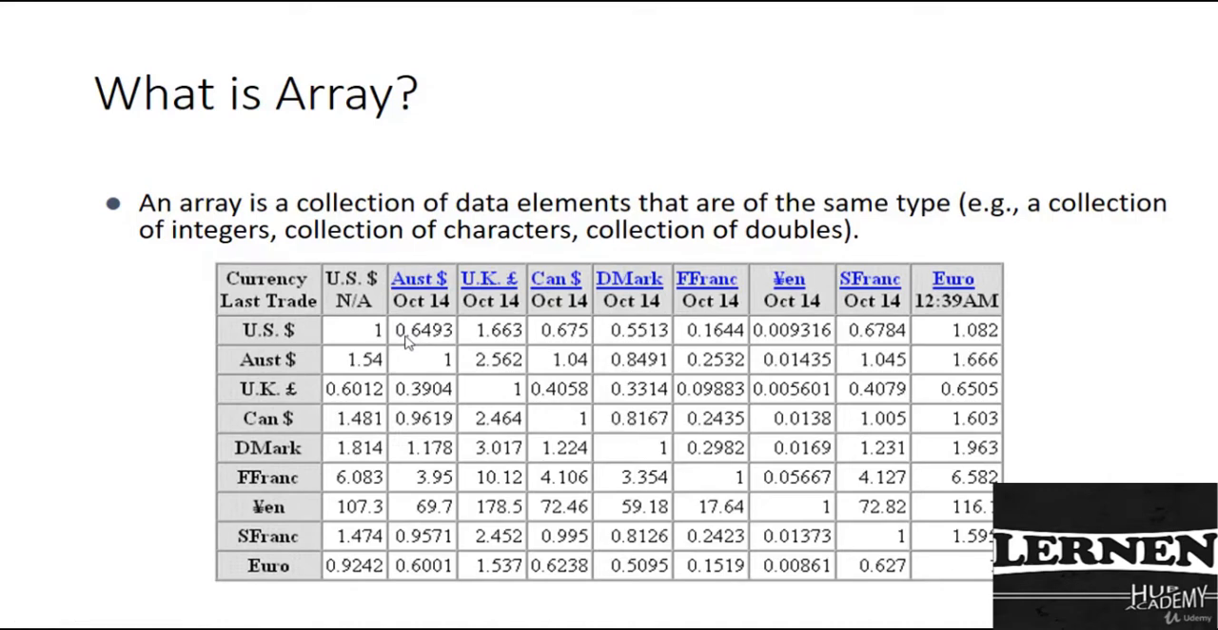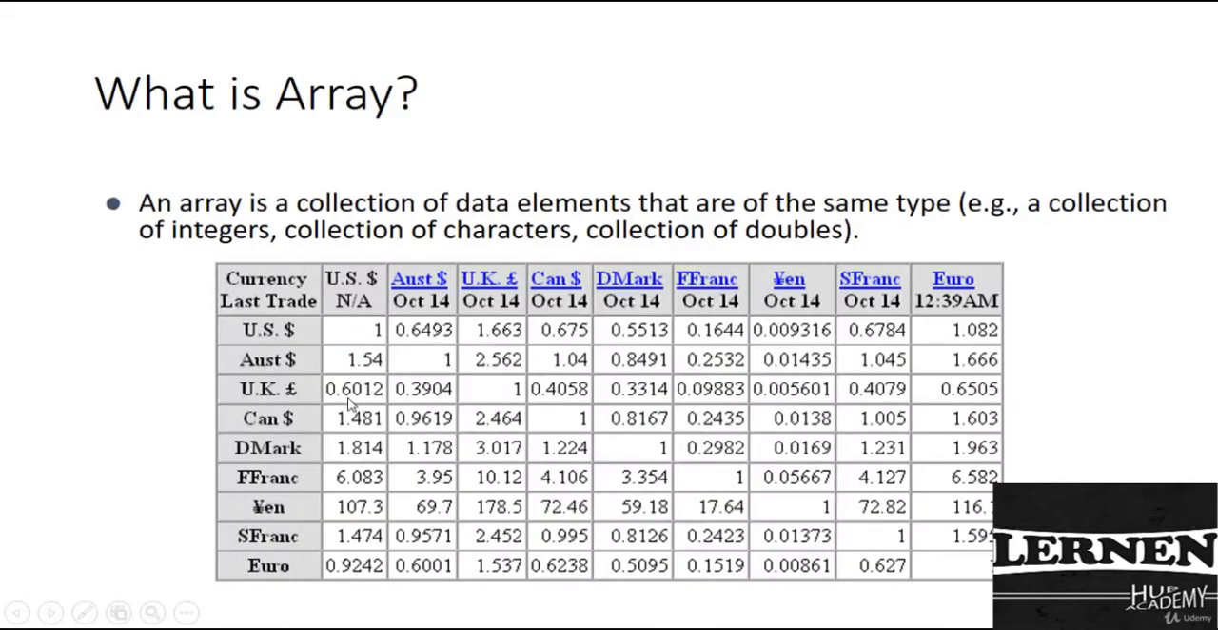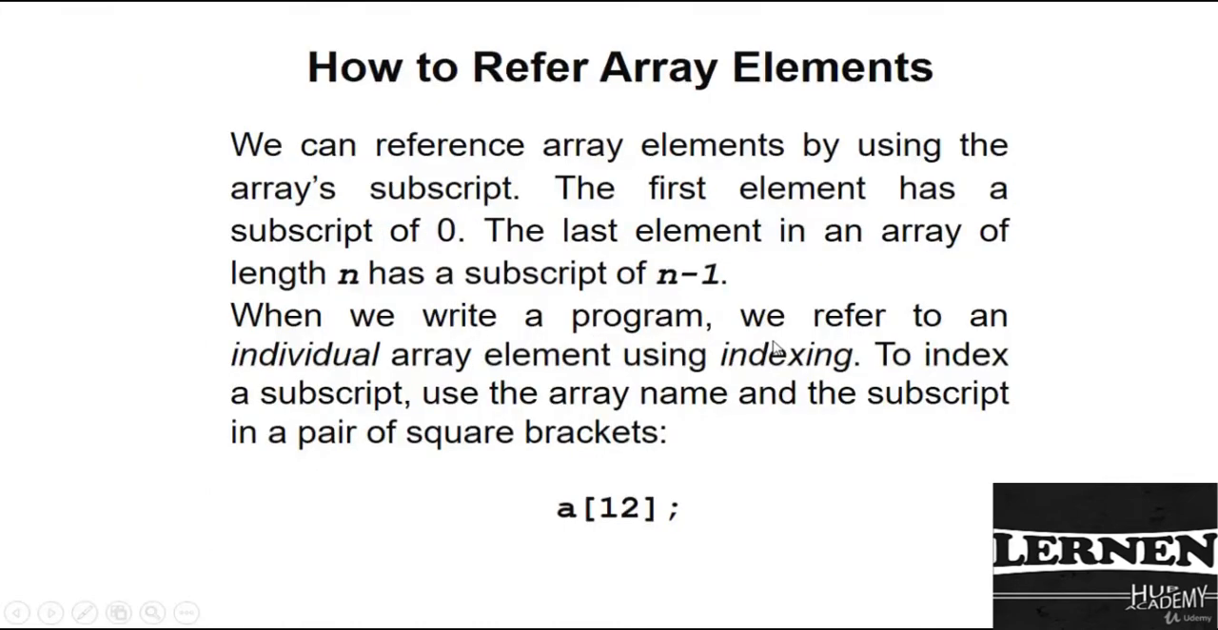It means a collection of data elements that are of the same type. For example, a collection of integers, a collection of characters, and a collection of doubles. As you can see here, these are collections of integers, and these are double values. These are all integers, and this is a collection of data. Then how do we refer to an array element?